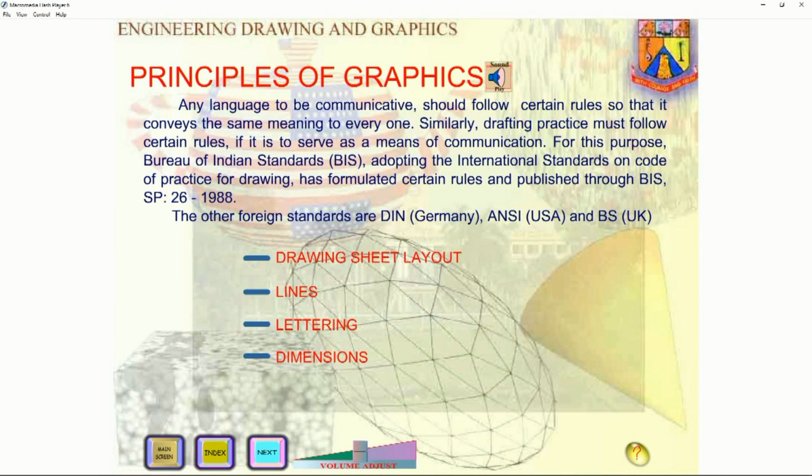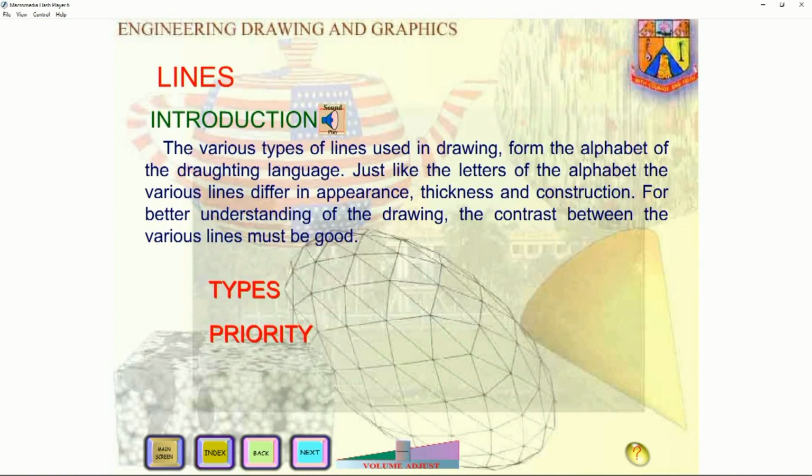Next we have to learn about lines, because this is important. When you give any draft on a drawing sheet, it should be a line or part of a circle and so on, drawn using pencils. But what about this line? The various types of lines used in drawing: to identify or define, this line type shows visible, this particular line type shows invisible, this is for construction, this is for imagination. Different types of lines are there, and also priority.